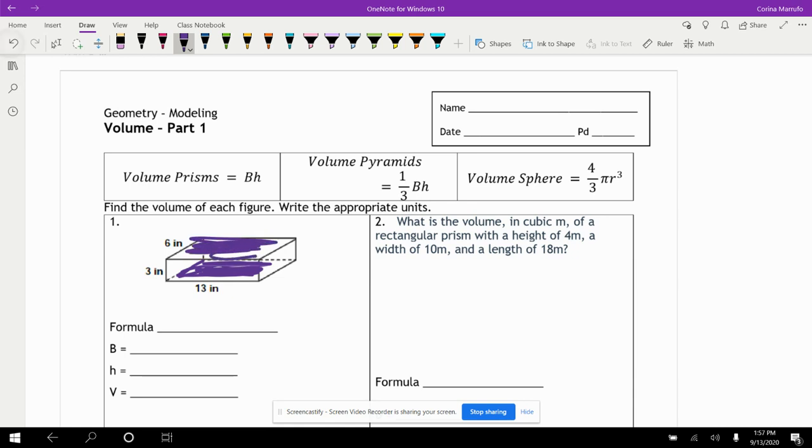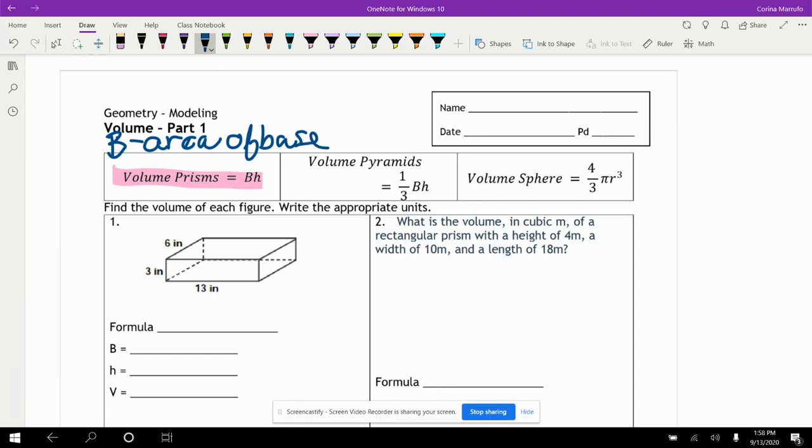That is a prism. So for all of your prisms, you are going to use volume equals big B times little h, base times height. Okay, now here, B doesn't just stand for a length. B actually stands for the area, so let's do it in blue. B equals the area of base, okay? Area of base.